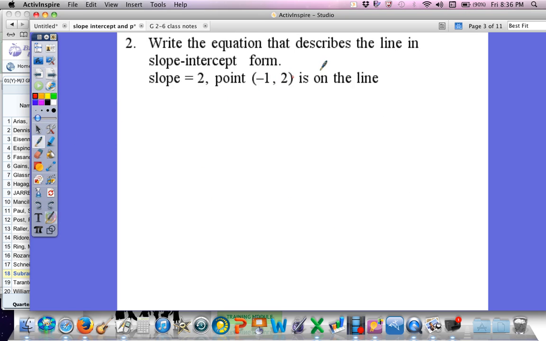So our second problem is write an equation that describes a line in slope-intercept form with a slope of 2 and a point of negative 1, 2. There's actually two ways to do this. You could put this into point-slope form since you have a slope and a point, and then work it into slope-intercept form. Or you can remember what slope-intercept form is: y equals mx plus b. I know that my slope is 2, and in this problem they're telling me that the x value is negative 1, and the y value is 2.